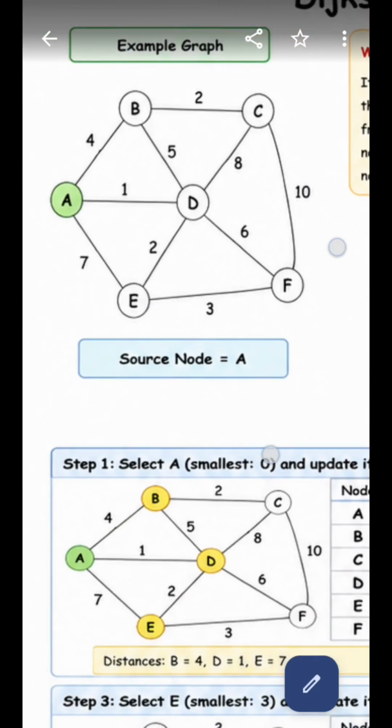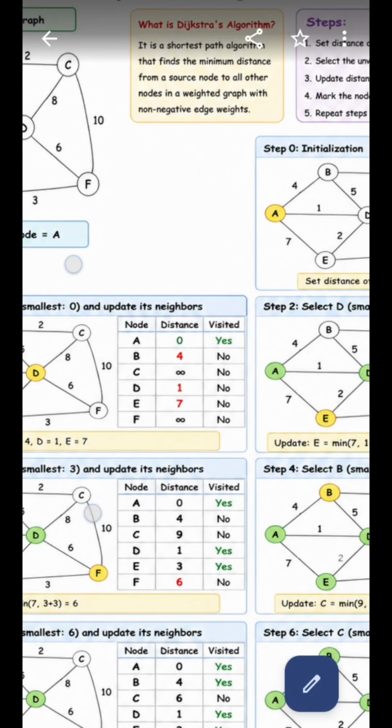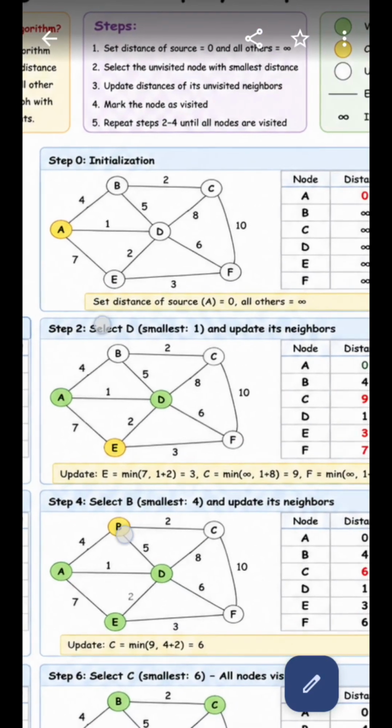Let's consider this example. If you see A, B, C, D, E, F, these are the nodes, and the lines connected to each node are called edges. The numbers, if you see 4, 1, 2, 8, 6, these are the edge weights, and these should be non-negative numbers as per the definition. Okay, let's see step 0.